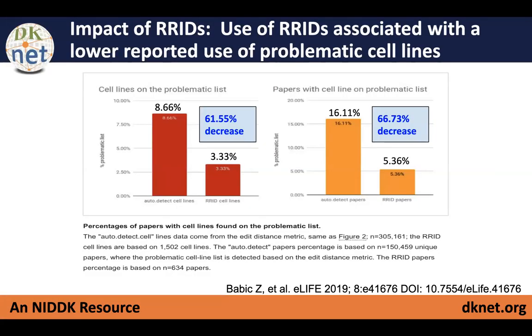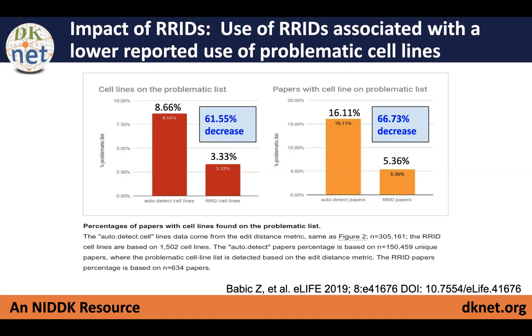And what we've seen is the impact of RRIDs. In one paper, we looked at use of problematic cell lines. This has always been a very known aspect of the use of cell lines, that a lot of the cell lines being used have issues, either in terms of the cell line drifting, or there's a mischaracterization of the cell line. And when we looked at papers where RRIDs were associated with cell lines, we saw a dramatic decrease in the use of problematic cell lines.